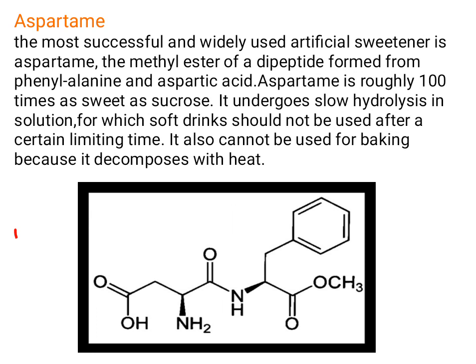Aspartame. This is the structure of aspartame, which is a popular artificial sweetener. The most successful and widely used artificial sweetener is aspartame, the methyl ester of a dipeptide formed from phenylalanine and aspartic acid. So it contains a phenylalanine structure and the aspartic acid. Aspartame is roughly 100 times as sweet as sucrose.